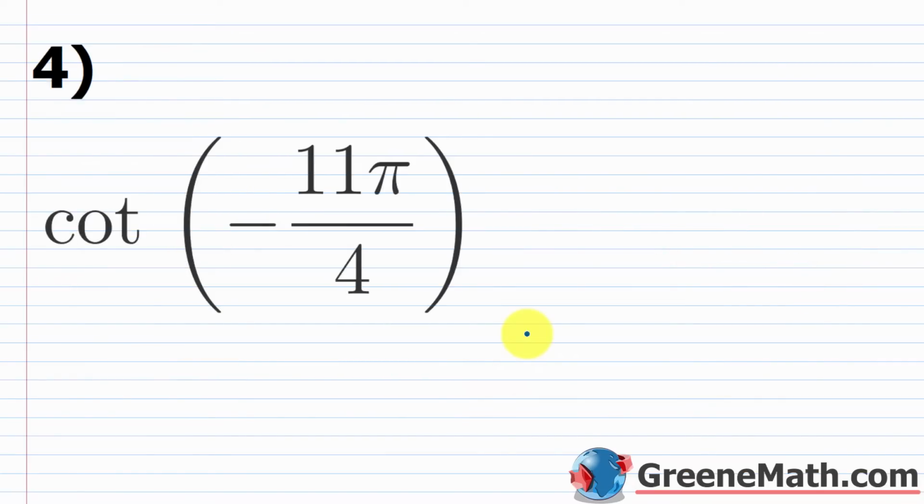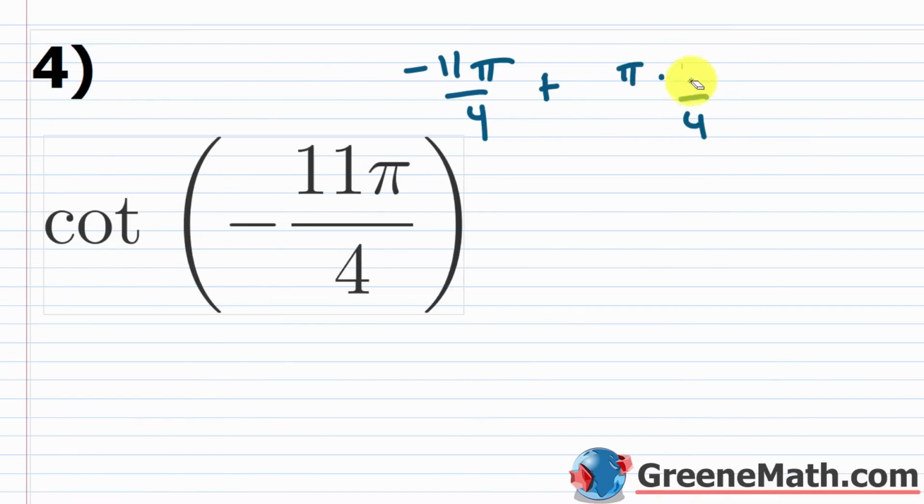Okay, for problem 4, let's find the cotangent of negative 11 pi over 4. So again, if I have a negative angle, I want to put it in terms of its coterminal angle between 0 and 2 pi. So let's say that we have negative 11 pi over 4. And what I'm going to do here is add 4 pi. So if I have 4 pi there, I'm going to multiply this by 4 over 4. So this guy right here would end up being 16 pi over 4.